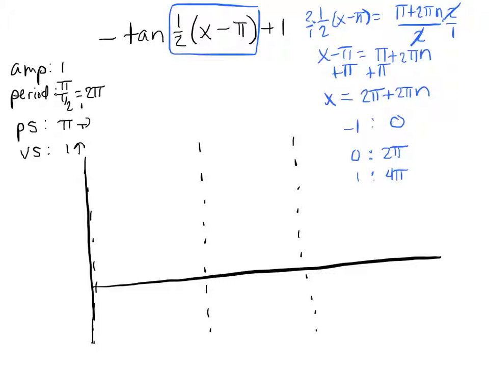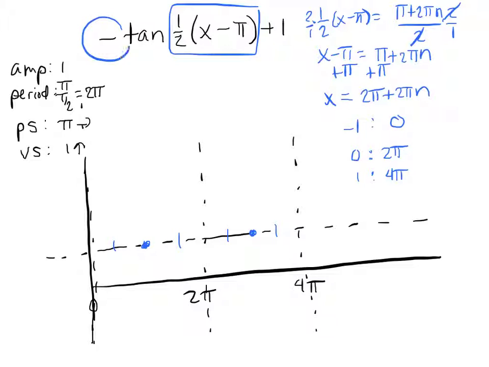Alright, now I have a vertical shift of 1 up. I suppose I need a label, 0, 2 pi, and 4 pi. Okay, now tangent crosses the axis right in the middle of the asymptotes, so I'll put that point in there. Now, here's the tricky part. At my quarters, my amplitude here, I have a negative there. So the number is 1, so I'll be going up to 2 and down to 0.